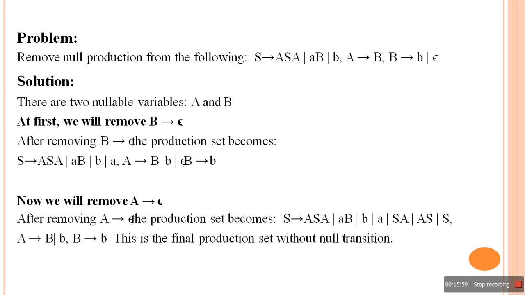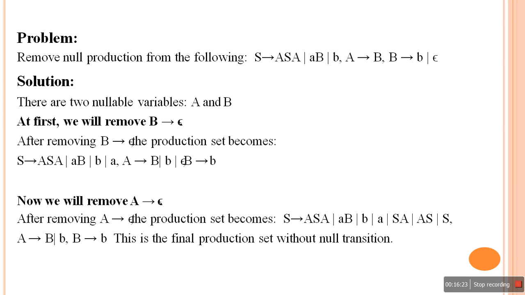So we will see how we can remove null productions from the grammar. This is an example. Remove null production from the following. Here we have production rules S → ASA | aB, A → B | S | null... B → b | null. Here are two nullable variables, A and B.